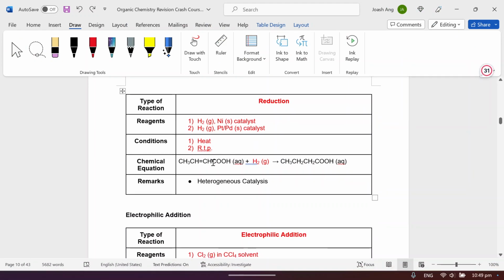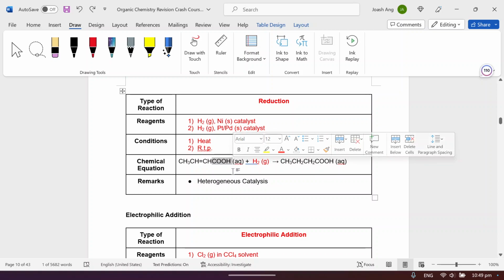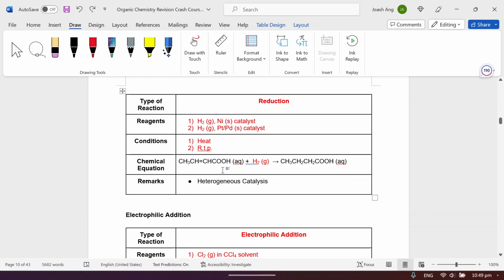Alright, let's move on. Take note that the COOH, carboxylic acid group, is not being reduced right here. It can only be reduced using lithium aluminum hydride in dry ether. Okay? And that is because lithium aluminum hydride produces this hydride anion, which acts as a nucleophile to attack the carbonyl carbon. This is just some extra stuff you can take note of.